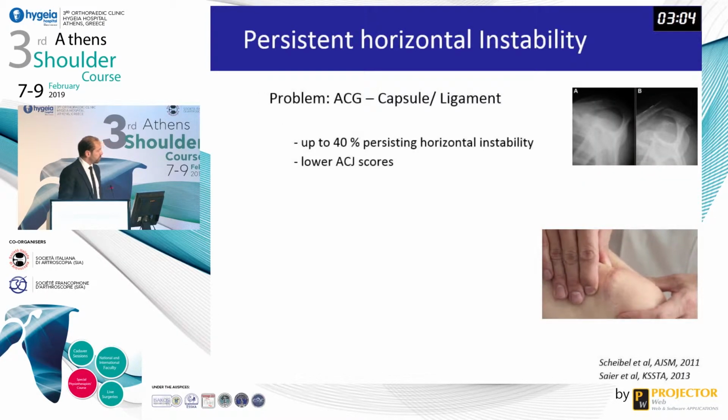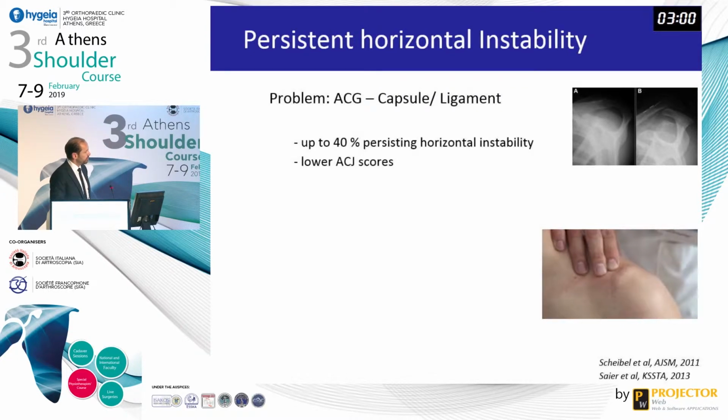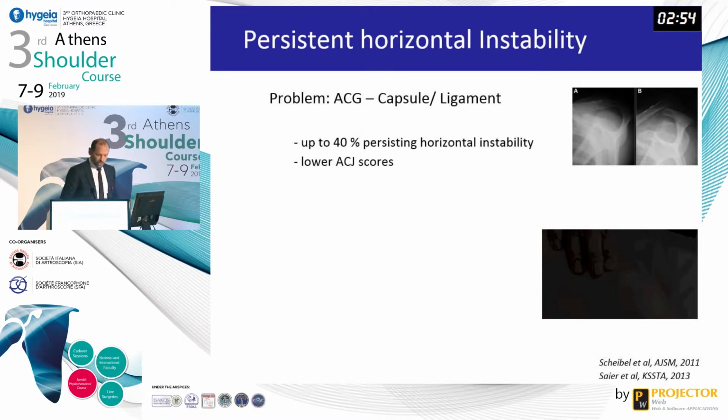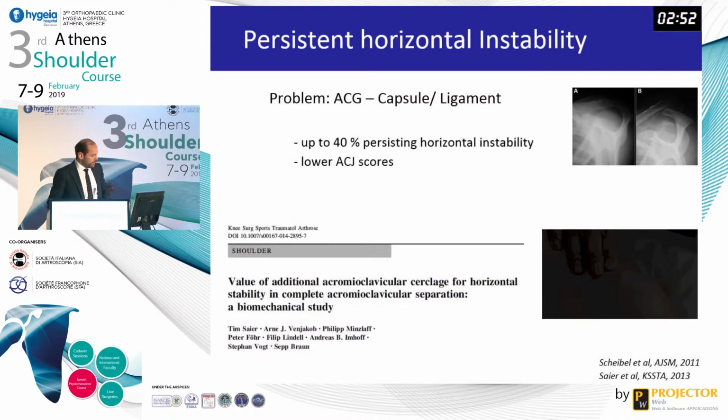Now we come to this point, persistent horizontal instability. You can see this guy had a hook plate in, they took it out, and it's unstable in both directions again. If you look at the work from Markus Scheibel, he showed that up to 40% of the patients show this persistent horizontal instability after a CC augmentation.